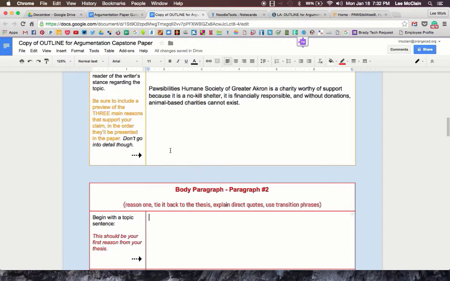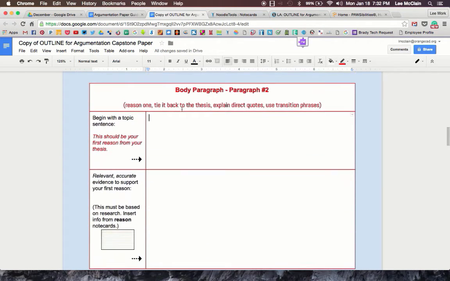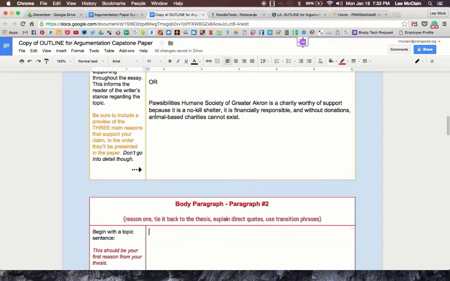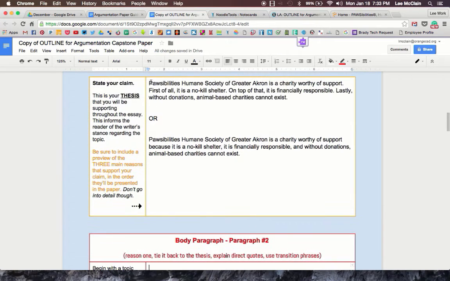Okay, so I have completed my thesis statement and all the rest of the parts of paragraph 1. So I'm ready for my first body paragraph, paragraph 2, which is the first reason that you should support my charity. Remember, we have to go in order, the order that we named in our thesis statement.